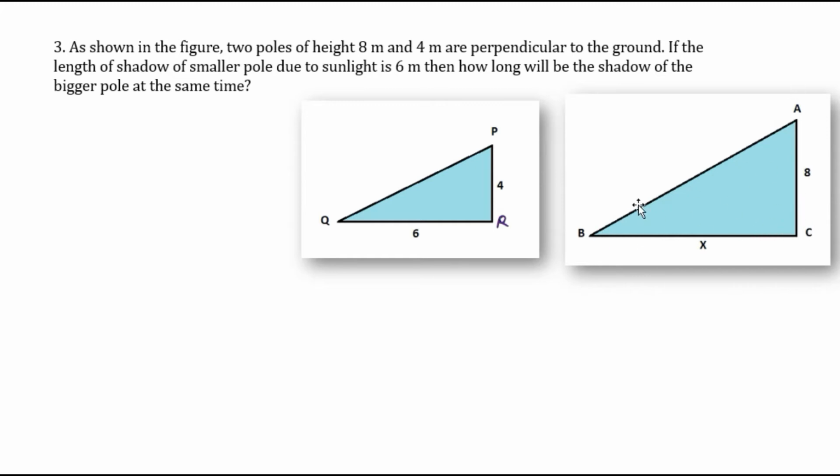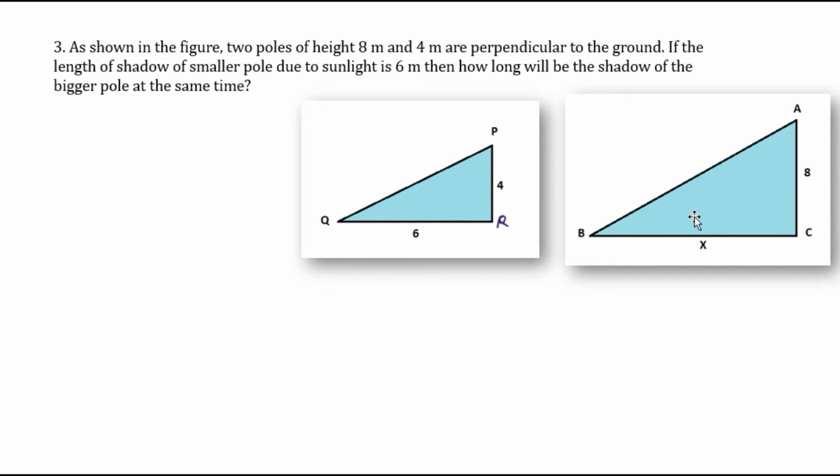Okay, triangle ABC. Such that from this question, PR is the pole and AC is another pole. But AC is bigger because it is 8 meter long and this is 4 meter long. Now, shadow of this pole, that is AC, is X, that we have to find, which is large as compared to shadow of PR pole, which is 6. Now, how to find this?